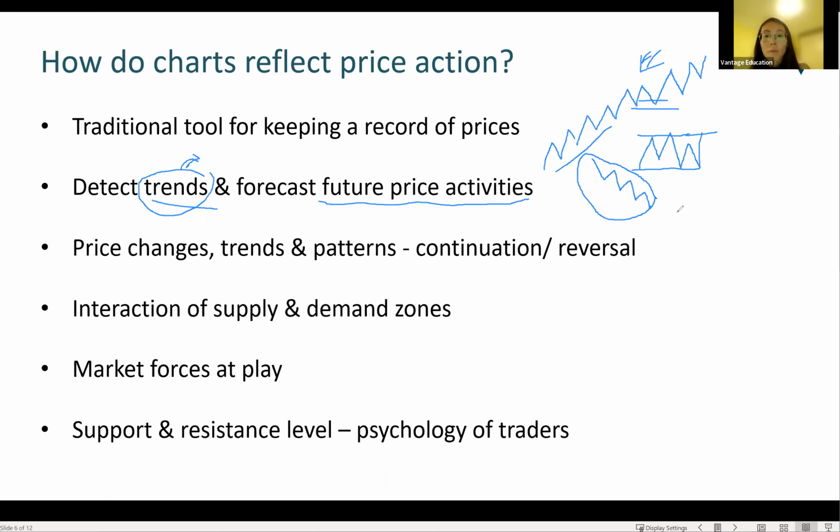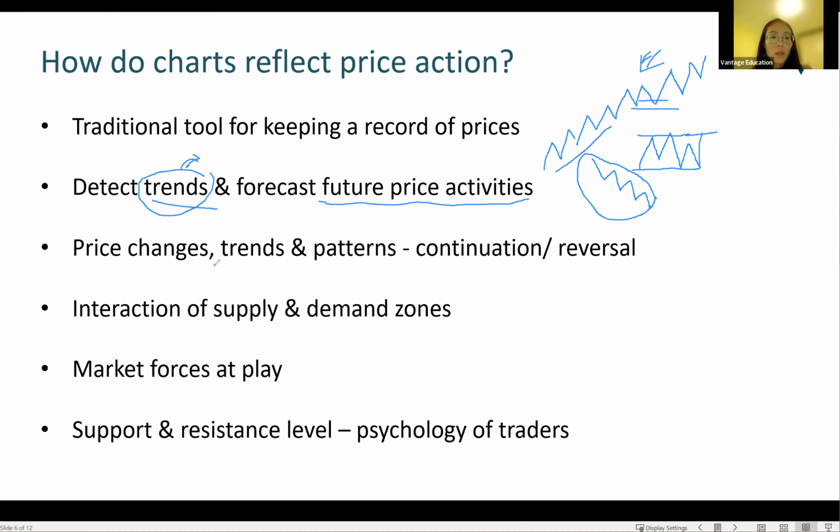So if you're not very familiar with what I'm saying, not to worry. As we go deeper into this session and in the future sessions as well, you can see how this all plays out in the analysis and also in the theory part of it. Okay, so this would be on looking at trends and how we can forecast activities.